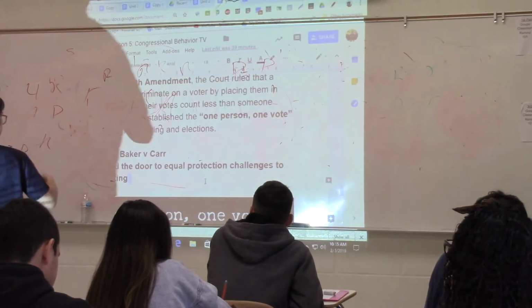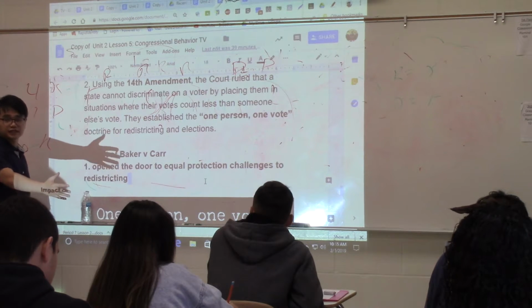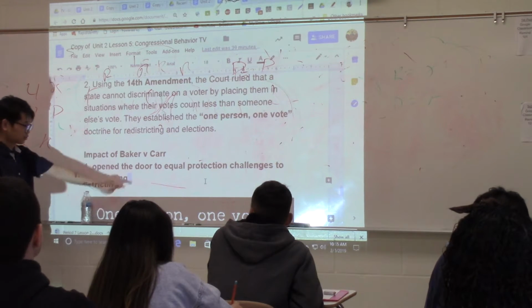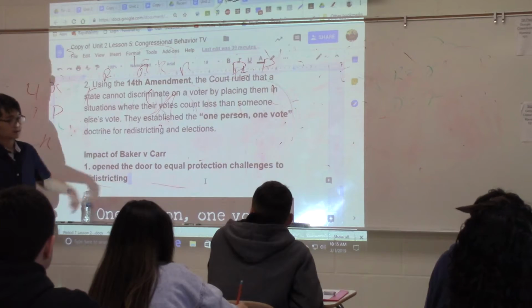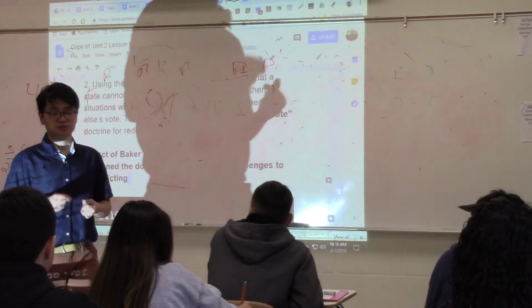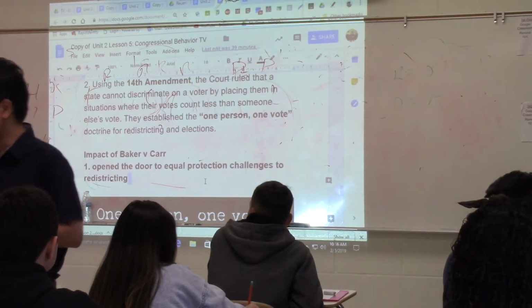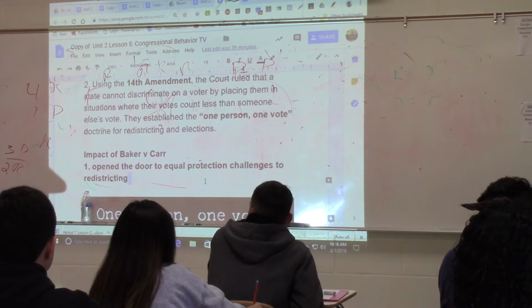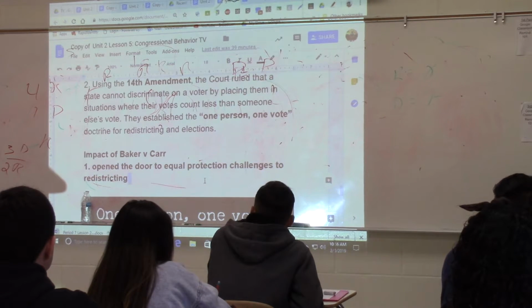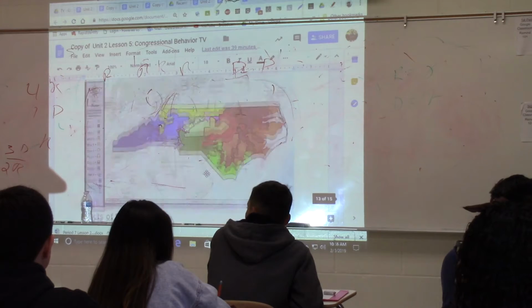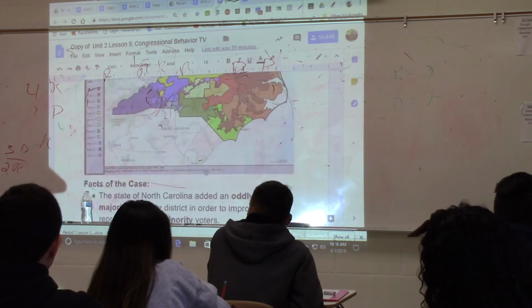So remember, this case opened the floodgates for redistricting challenges according to the Equal Protection Clause. It's going to force a lot of states to redraw their lines to make sure they're abiding by the 14th Amendment. Any questions? All right.